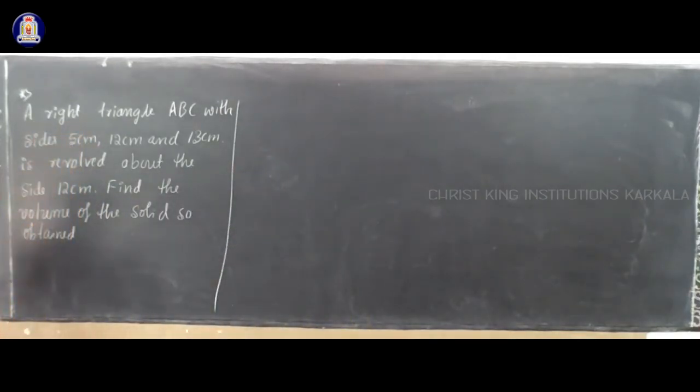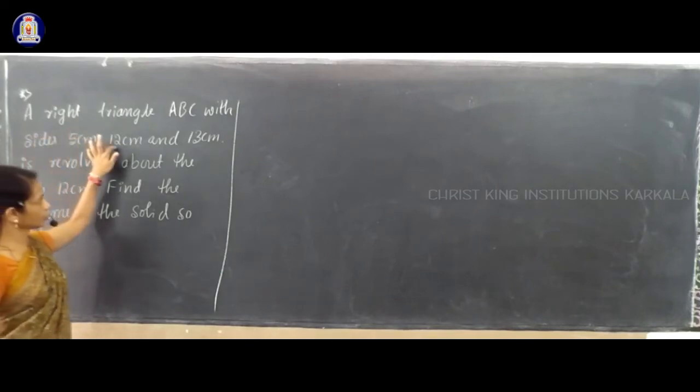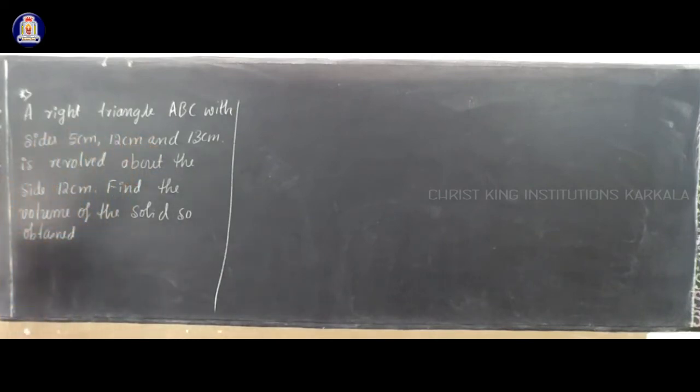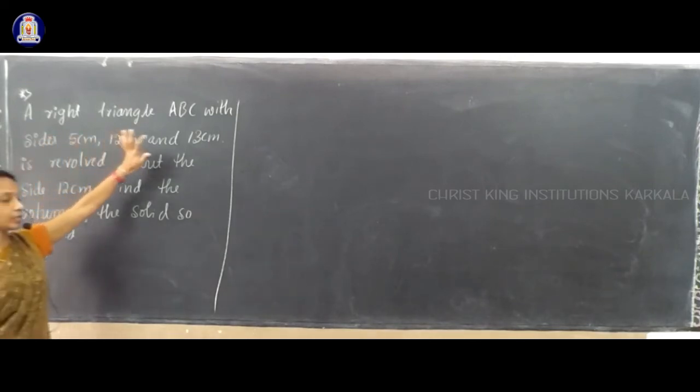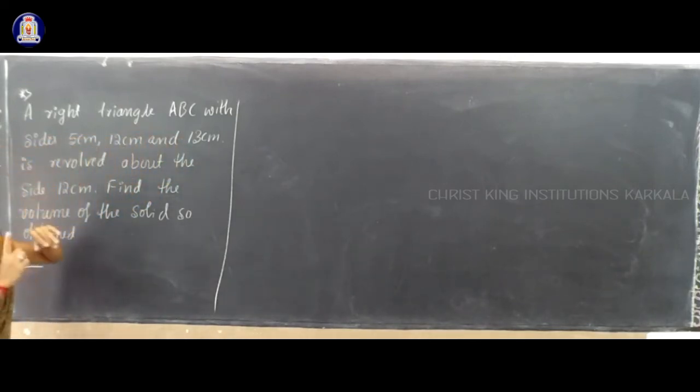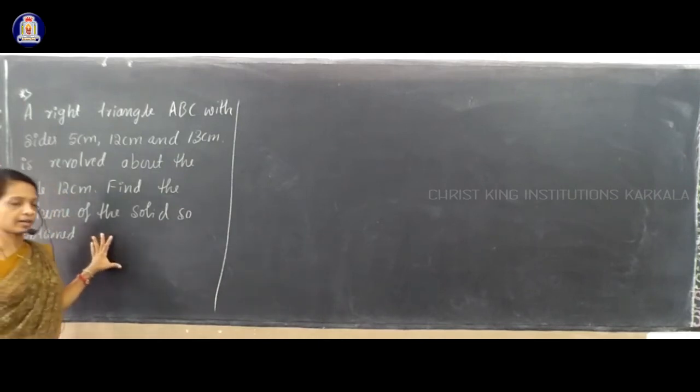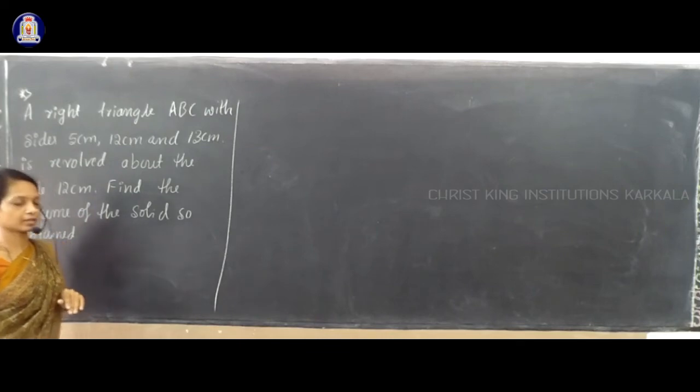A triangle ABC with the sides of 5 cm, 12 cm and 13 cm is revolved about the side of 12 cm. Find the volume of the solid so obtained. Okay. Now you are given one right angled triangle with the sides of 5 cm, 12 cm and 13 cm, and you have to rotate that triangle about the side of 12 cm. So then one solid is generated. That solid is a cone shape. Okay, and you have to find the volume of that solid.